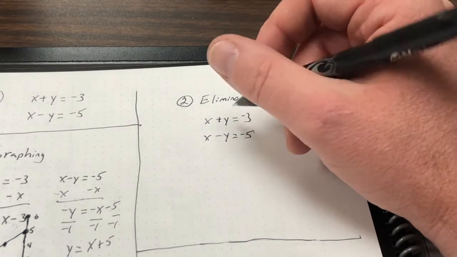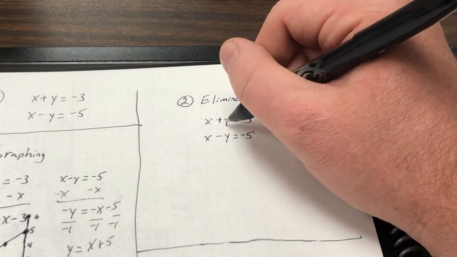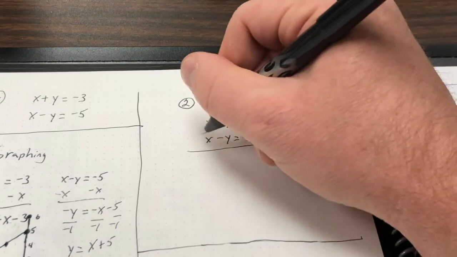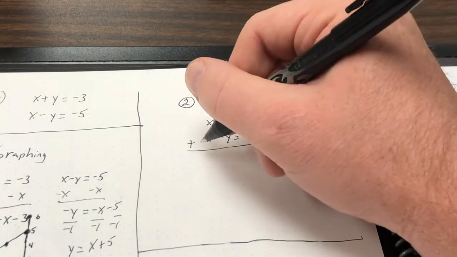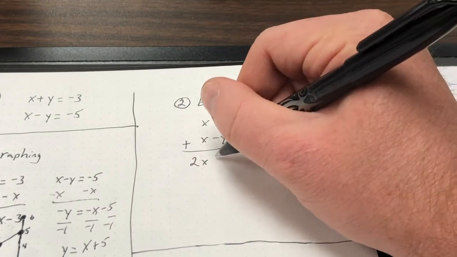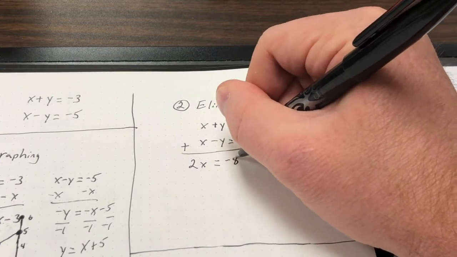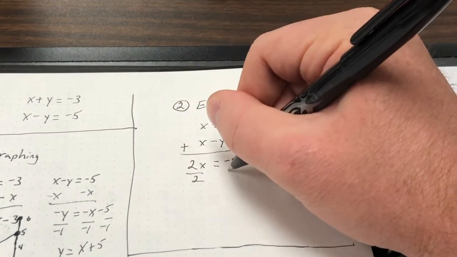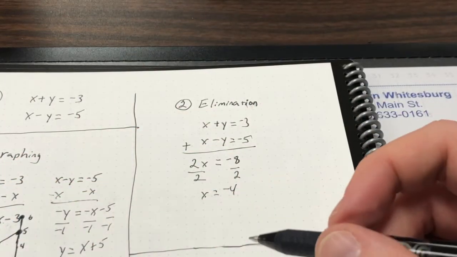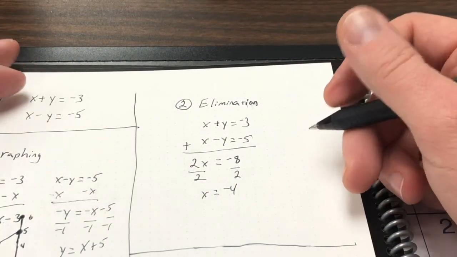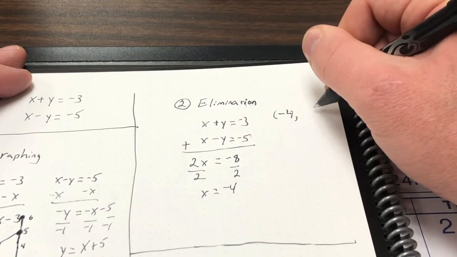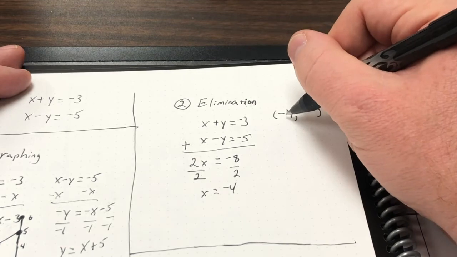So those would eliminate. So if you notice with this system, I've already got a positive 1y and a negative 1y. So when I combine these through addition, that's going to leave me with 2x. Your y's will cancel out and leaves you with a negative 8. I want to divide by 2. x equals negative 4. And if you remember back to the solution to the graph, it crossed at negative 4, 1. So in my solution, I know that my x value is going to be negative 4.